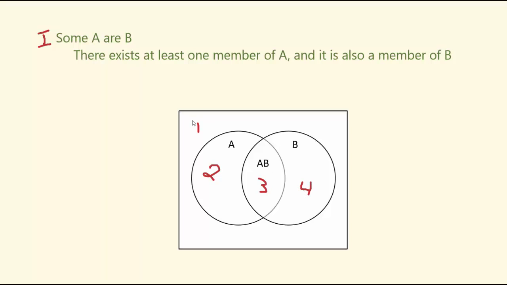Well, it's not telling me to put the X in area 1, because those are neither A's nor B's. It doesn't tell me to put the X in 2, because those are A's that are not B's. They are outside of the B circle, the B category. And it does not tell me to put the X in area 4, because those are B's that are not A's. We need our X to be both an A and a B. So by putting an X in area 3, we've committed ourselves to the existence of one thing that is both an A and a B, that is, some A are B.